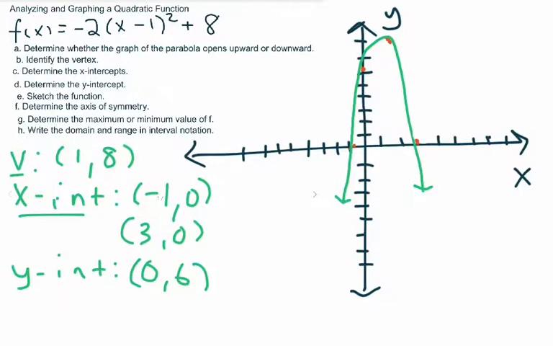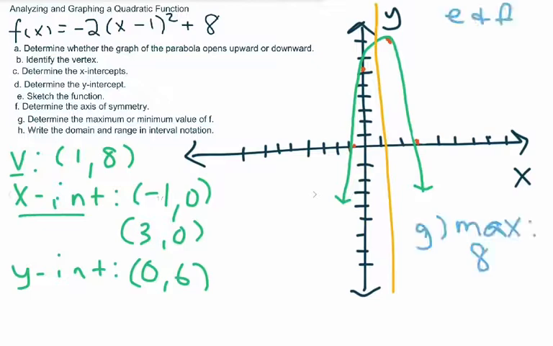We can determine the axis of symmetry, and the axis of symmetry for a parabola that points either upward or downward is a vertical line that perfectly bisects the parabola. In this case, that axis of symmetry is x equals 1. We need to determine our maximum or minimum value of f, and because this is a parabola pointed downward, it has a maximum. The maximum value is 8, and it occurs at x equals 1. So we say our maximum is 8.